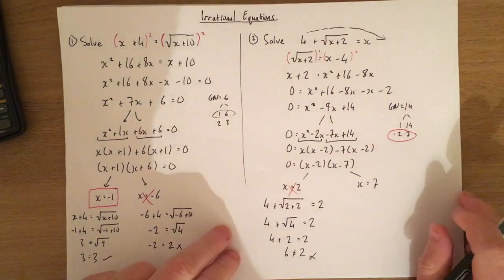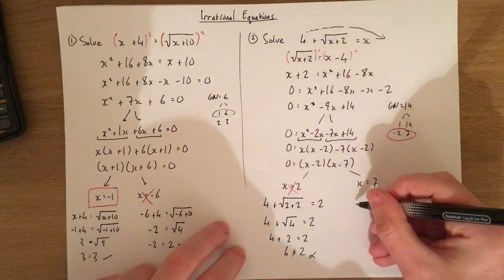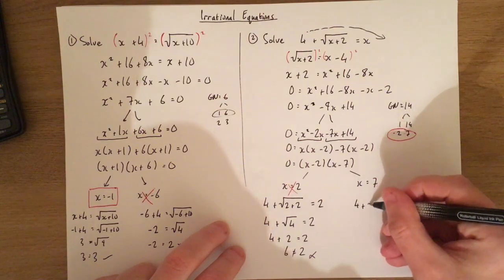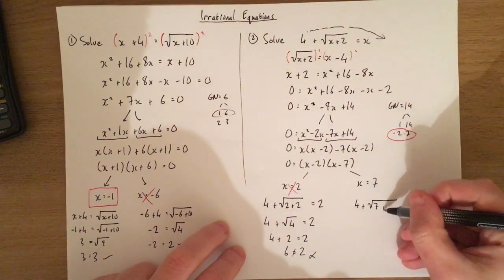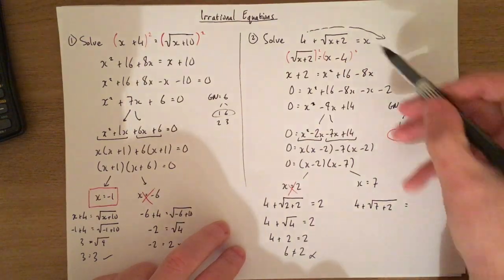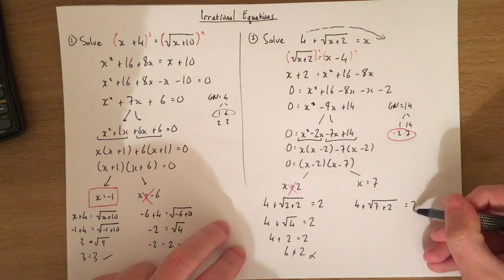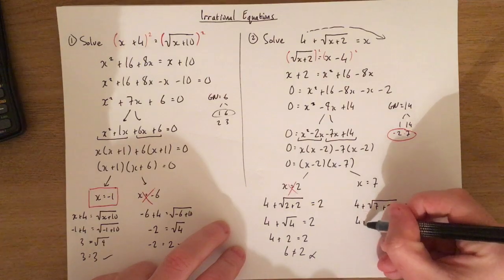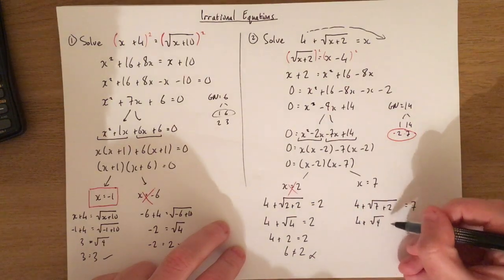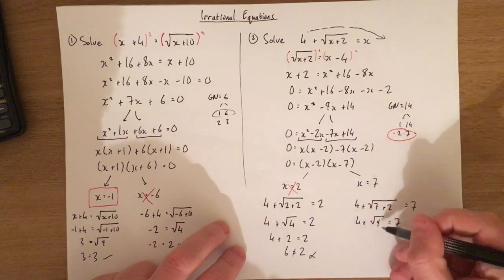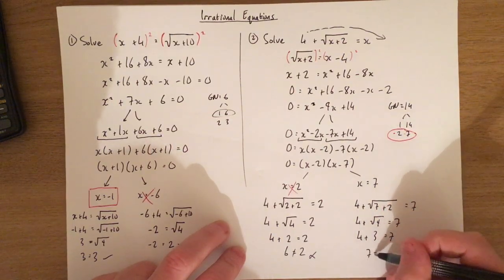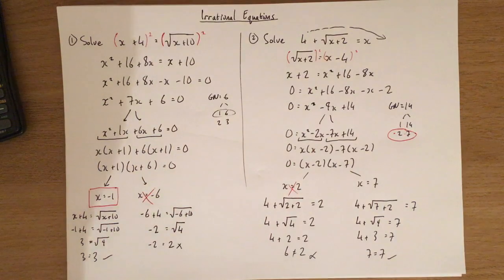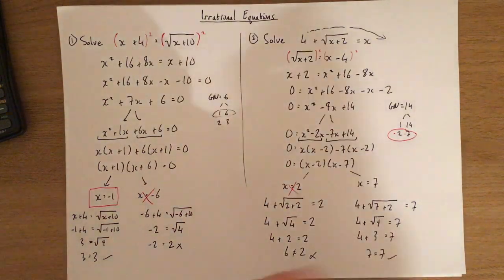This one should work then. So 4 plus the square root of, instead of x plus 2, 7 plus 2, is that equal to x, which is equal to 7 here. So 4 plus the square root of 9, is that equal to 7? The square root of 9 is 3, so 4 plus 3 is equal to 7, so 7 is equal to 7. So yes, that solution works.